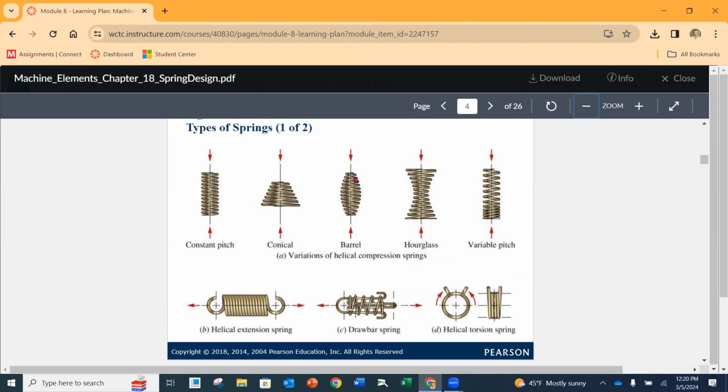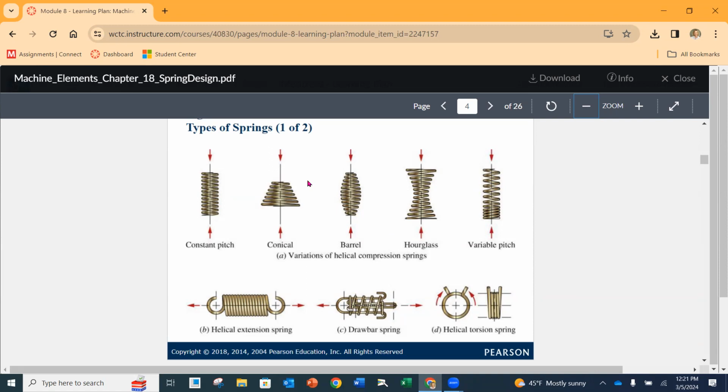So the first batch of springs here, you're going to notice that the arrows are kind of pushing in on these. These are all compression springs, okay? So we've got constant pitch, conical, barrel, hourglass, and variable pitch, and these are all going to be in what we call their free length, their longest length, and then you're going to compress down on them to operate, okay?